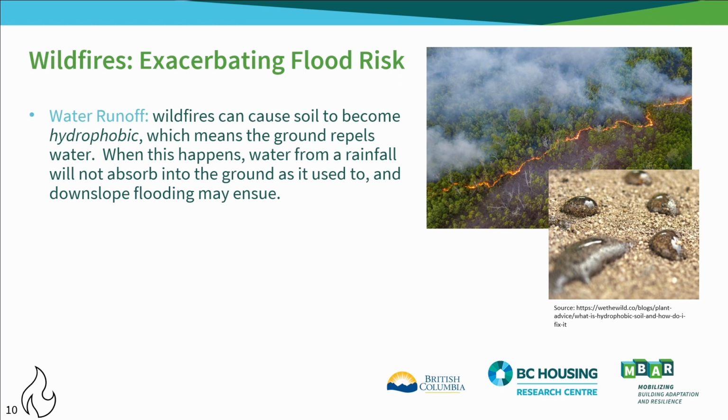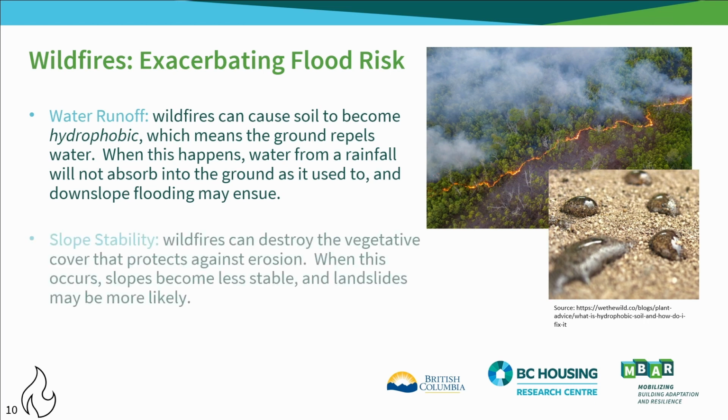runoff. The loss of vegetation due to wildfire also results in increased rainwater runoff as leaves and roots no longer take up water by transpiration and osmosis. This increased runoff and loss of root mass cohesion can also increase erosion and the risk of slope instability.